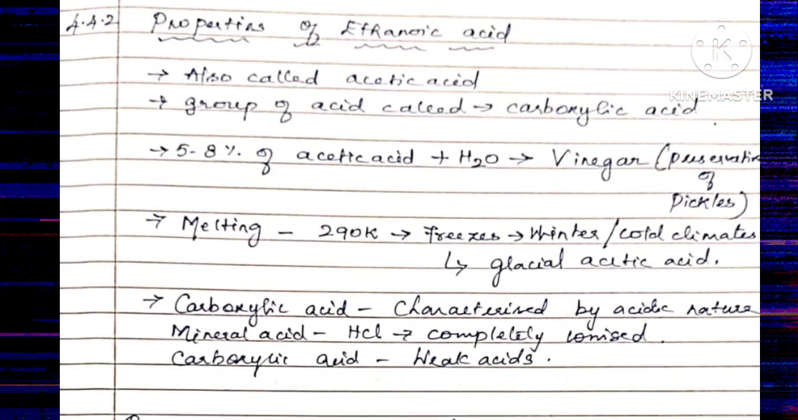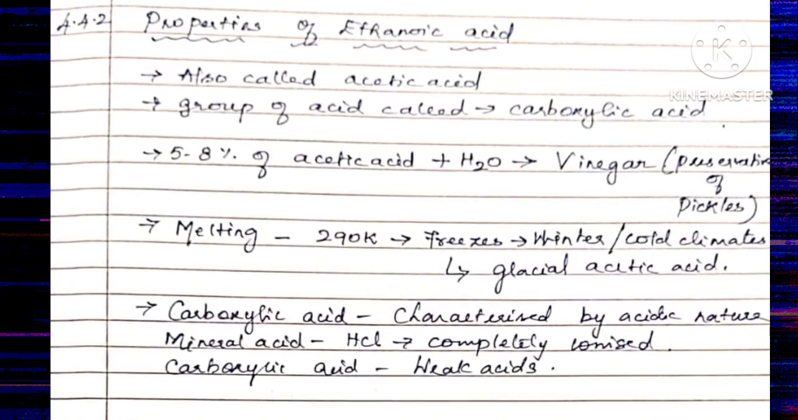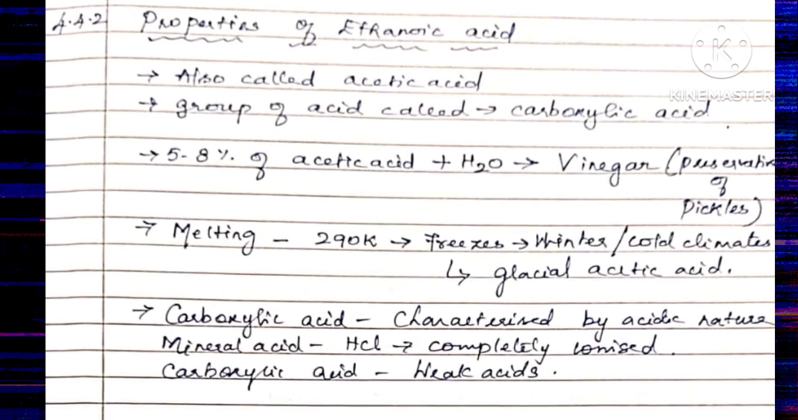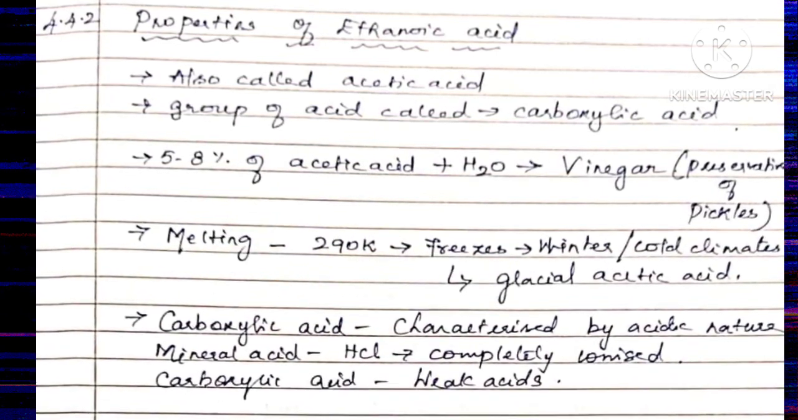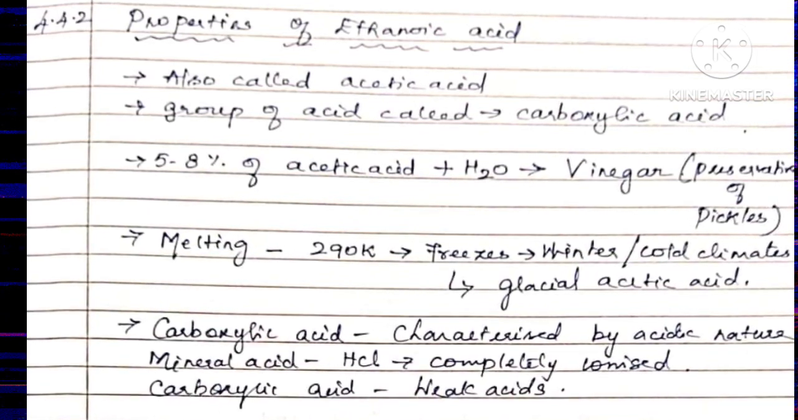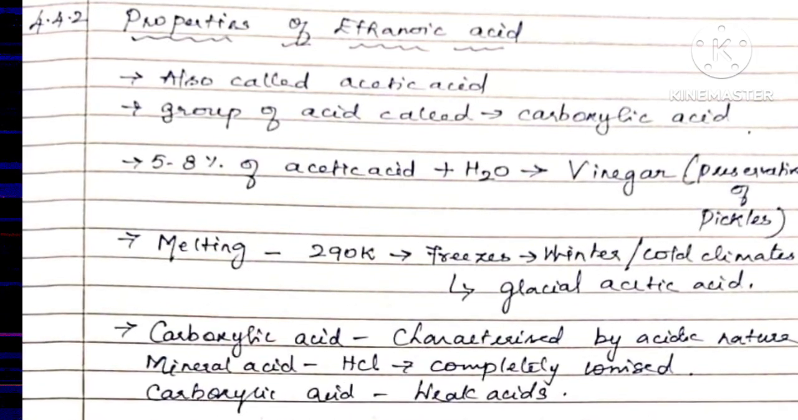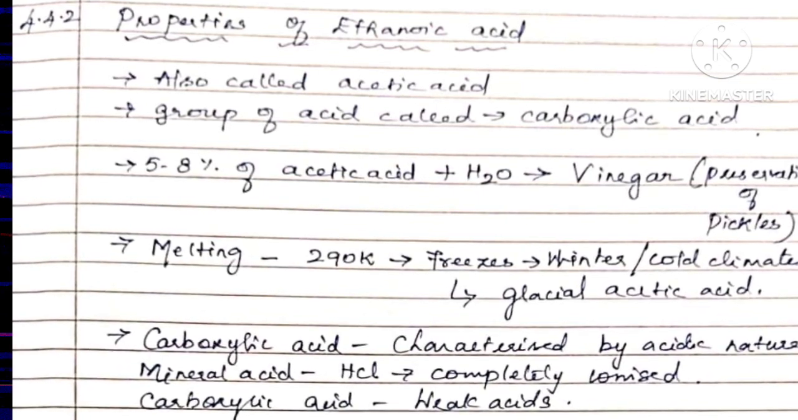Coming to the properties of ethanoic acid, which is also called acetic acid, it is a carboxylic acid. 5-8% of acetic acid plus water gives us vinegar, which can be used as a preservative in pickles. Melting point is 290 Kelvin, which leads to a freezing state in winter season, which is also called glacial acetic acid.